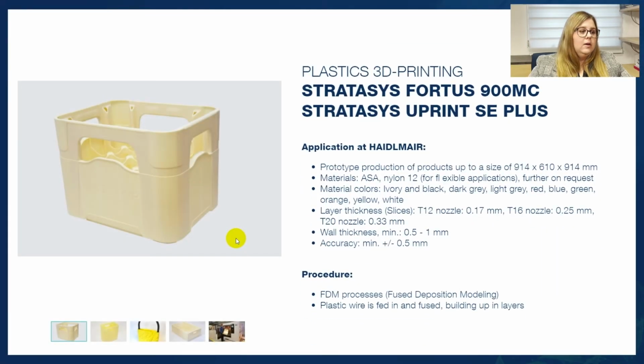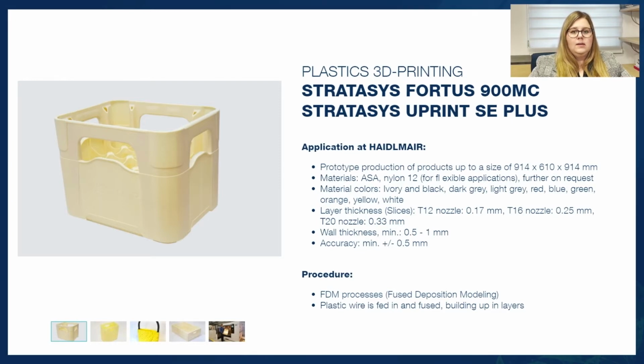So now let's get started with the topics we want to discuss in today's presentation. Let's start with additive manufacturing and the plastic printers. We have two plastic printers in our company. That's conventional FDM process printers, so those are plastic printers with a plastic wire which is melted and then printed in layers. We use the Fortis 900 MC and the Upprint SE Plus.